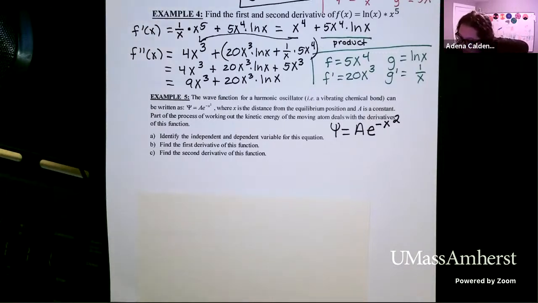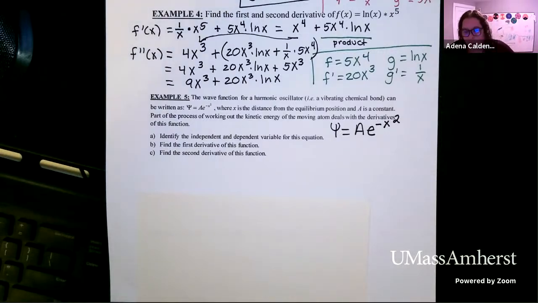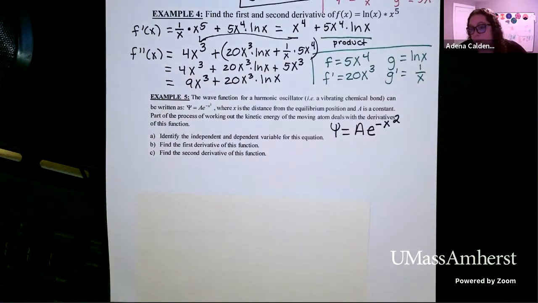Part of the process of working out the kinetic energy of the moving atom deals with the derivatives of this function. So this is a pretty typical function in a lot of things to look at how small perturbations impact bigger systems. So we don't need to know a whole lot about the harmonic oscillator in order to talk about the math behind looking at these derivatives.